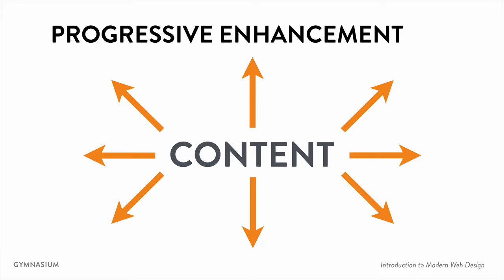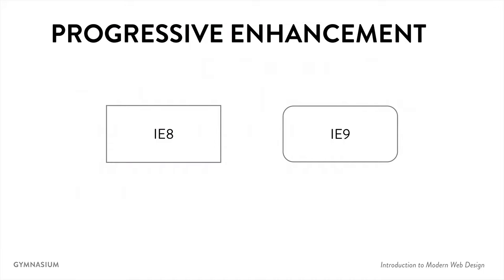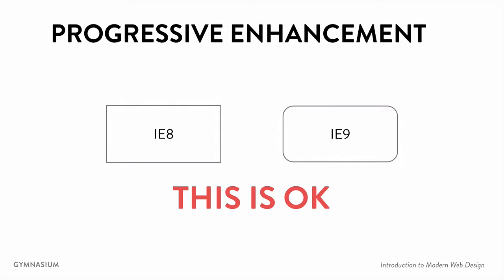If you're a comedy fan like I am, Mitch Hedberg has a great quote, "I like an escalator because an escalator can never break, it can only become stairs." In many ways, progressive enhancement is the same concept. Here we have again the square IE8 version and the rounded cornered IE9 version, and this would be a progressive enhancement. The IE8 browser doesn't understand rounded corners, IE9 does, so IE9 gets the rounded corners and IE8 doesn't, and that's all right.